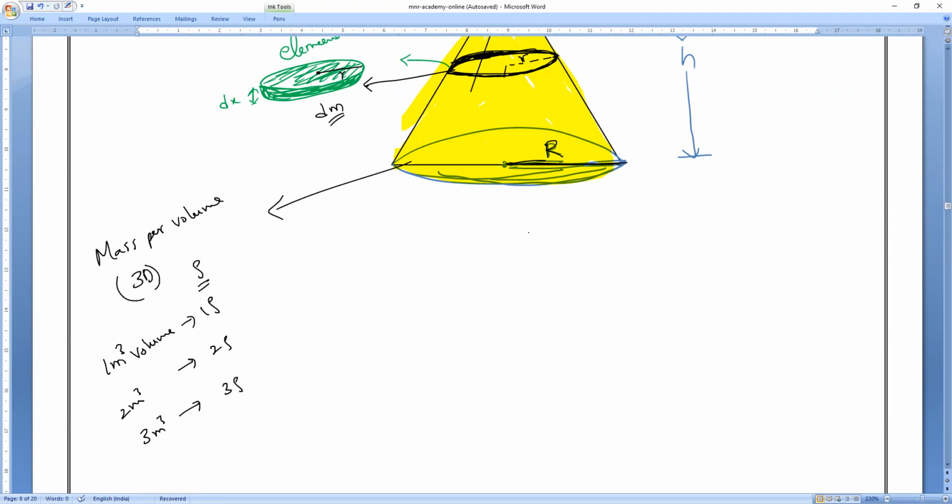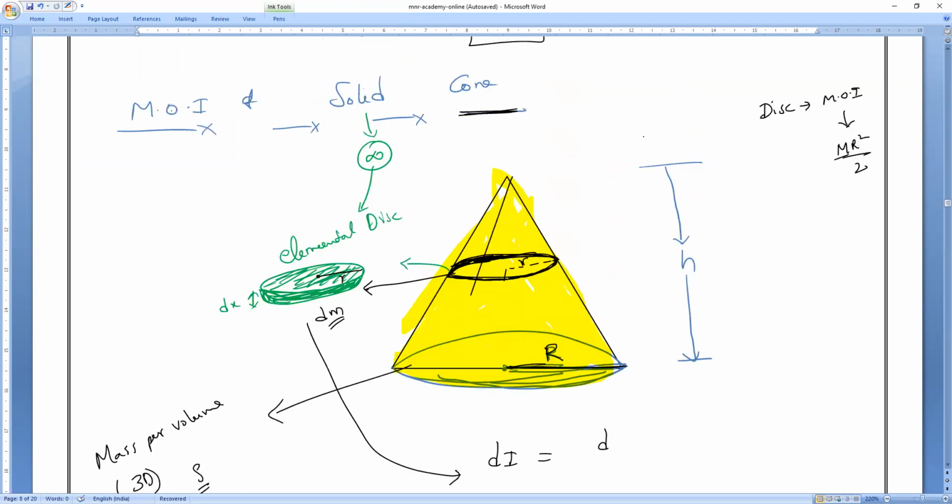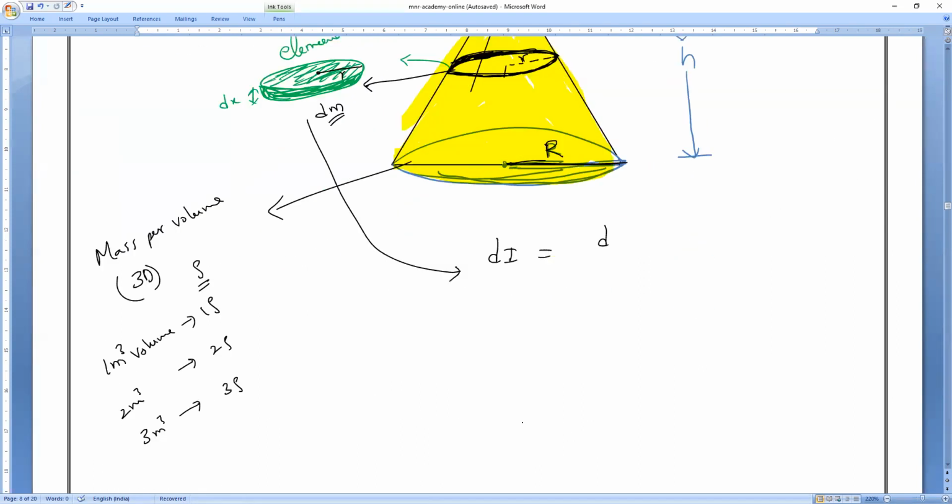So what is dm? Everybody check it. The moment of inertia of this particular dm: dI is equal to what? What is the disc's moment of inertia? Here I have written mr square by 2. So here, dm mass means what will happen? Everybody.